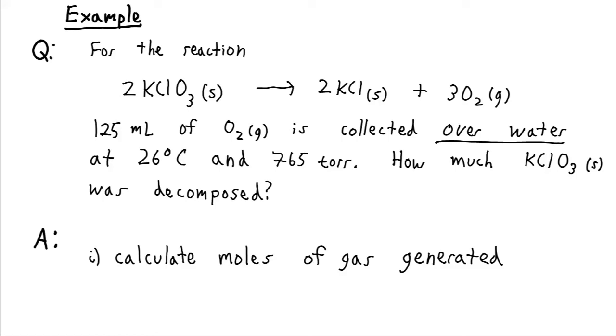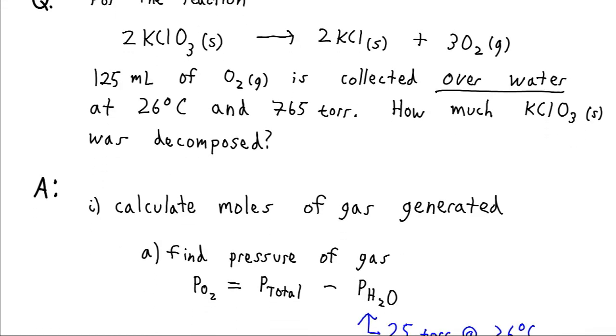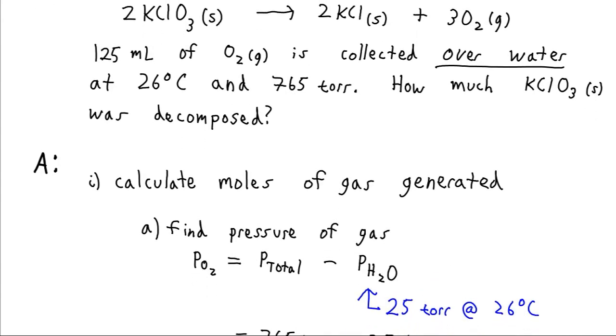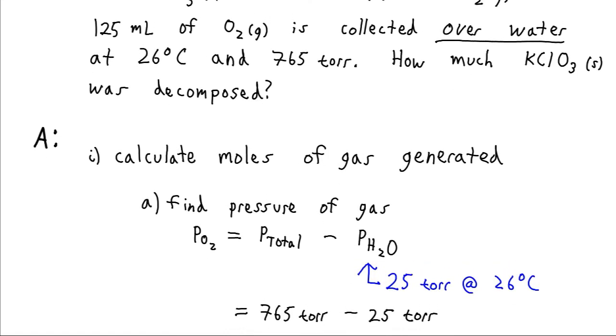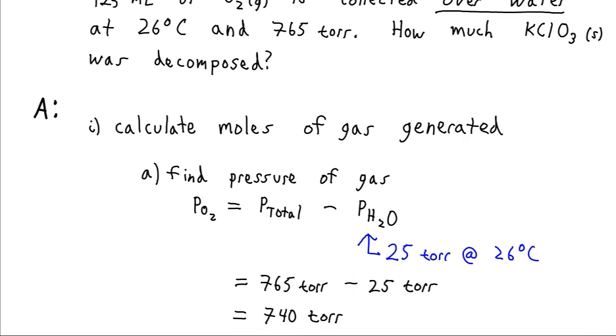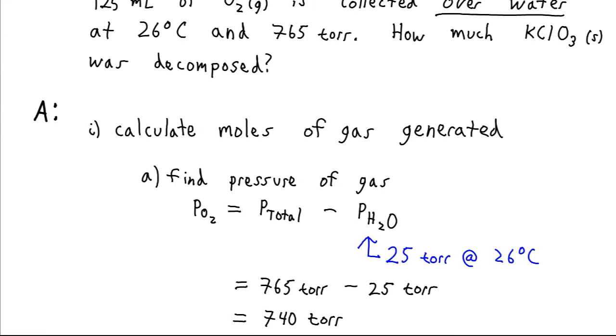And we'll do that by taking our total and subtracting the pressure from the water. And we look this up in our table, and it turns out that at 26 degrees C, it is 25 torr. So take our 765 torr minus 25, get 740 torr. So that's the pressure of just the O2 gas by itself.